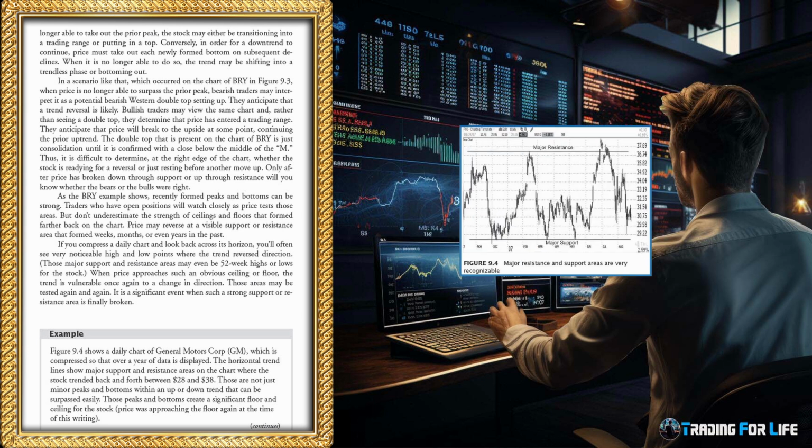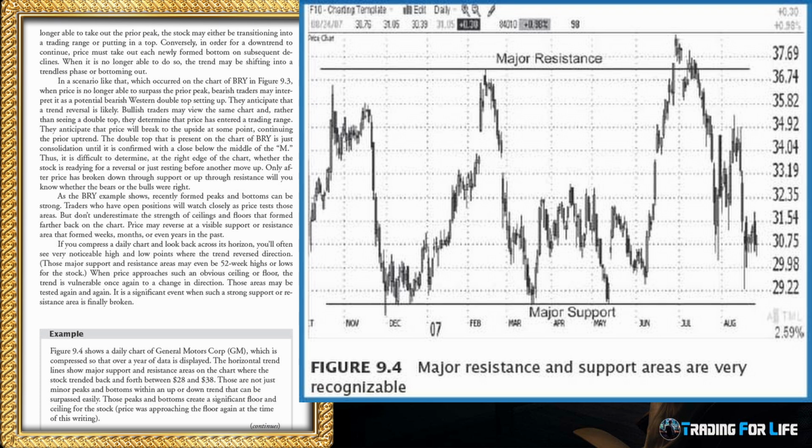Example: Figure 9.4 shows a daily chart of General Motors Corp. (GM), which is compressed so that over a year of data is displayed. The horizontal trend lines show major support and resistance areas on the chart where the stock trended back and forth between $28 and $38. Those are not just minor peaks and bottoms within an up or down trend that can be surpassed easily. Those peaks and bottoms create a significant floor and ceiling for the stock. Price was approaching the floor again at the time of this writing.